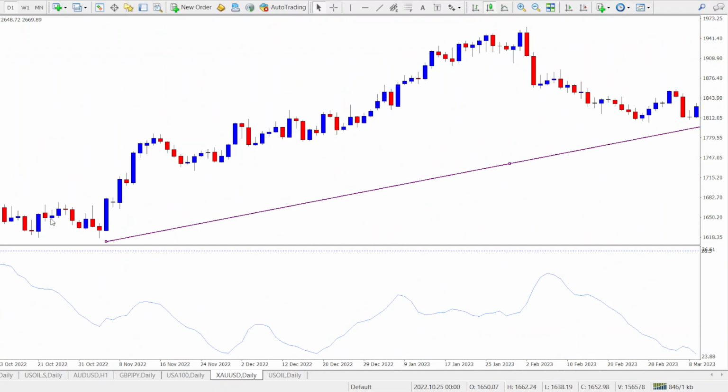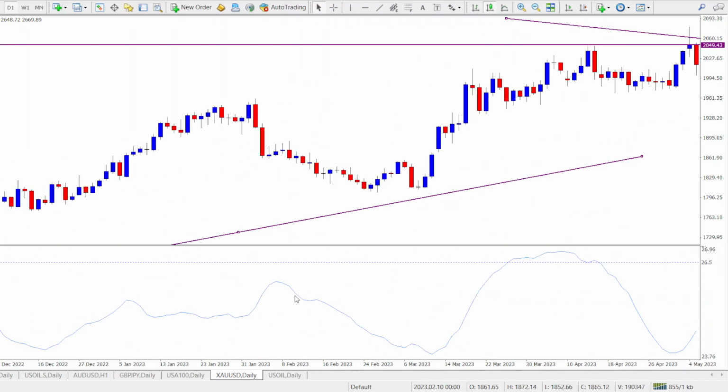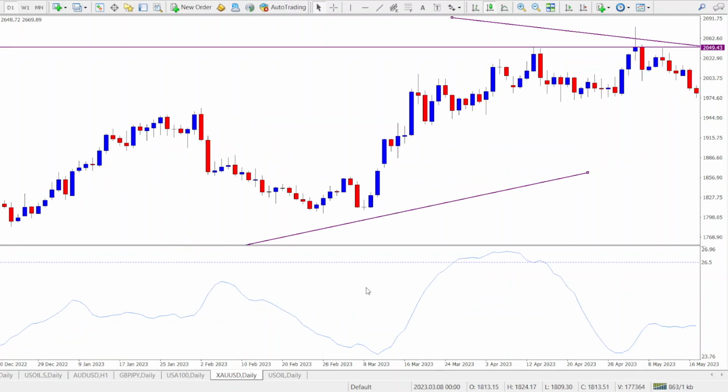Okay, so in this case, we had a bullish trend, and then you can see that the mass index indicator got to the extreme bottom level. This is another great example. So we would have considered entering a buy, and after buying, you can see that the price rallied all the way to this resistance zone.